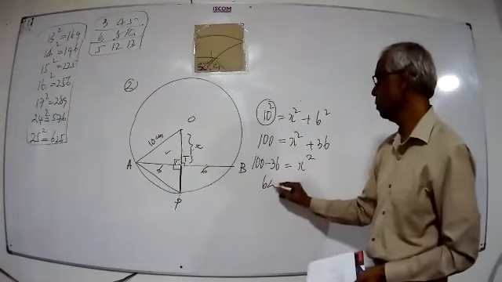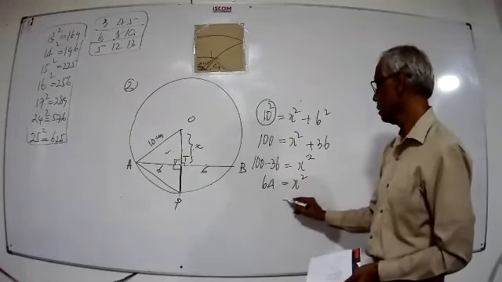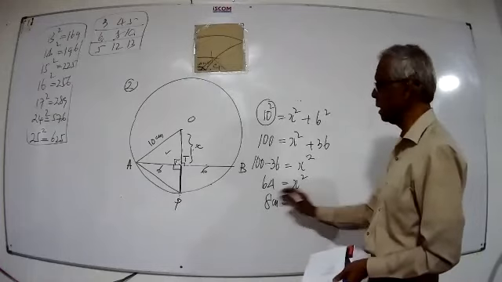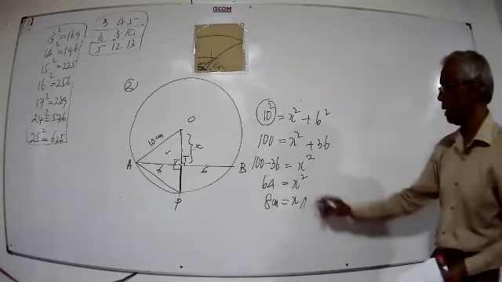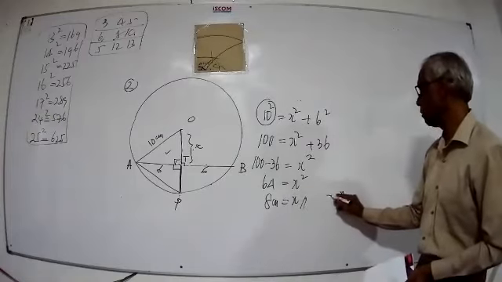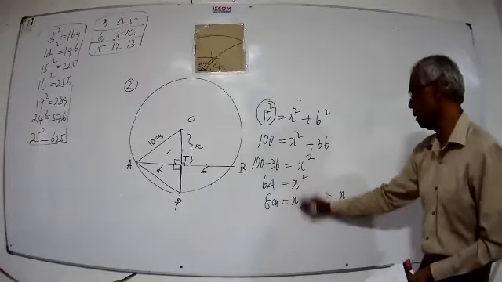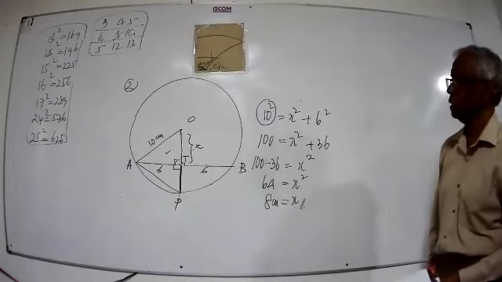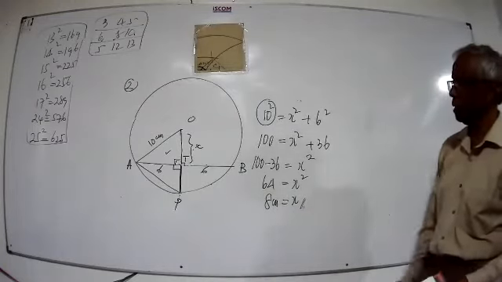Then 64, then X equals the square root of 64, which is 8.